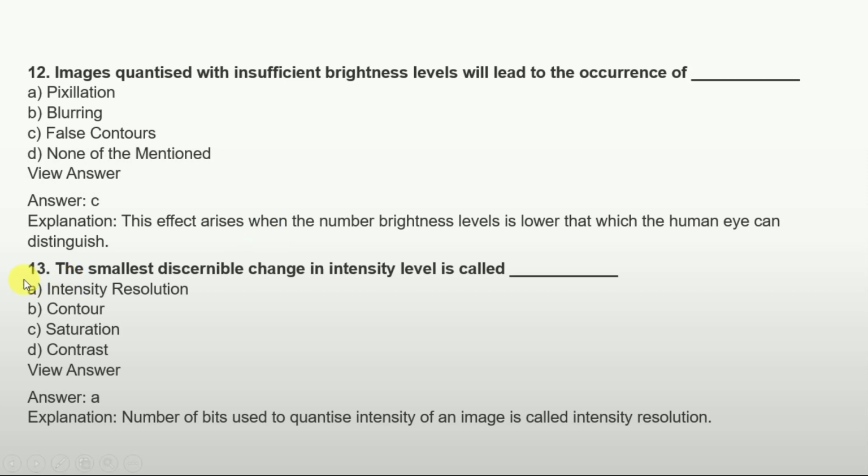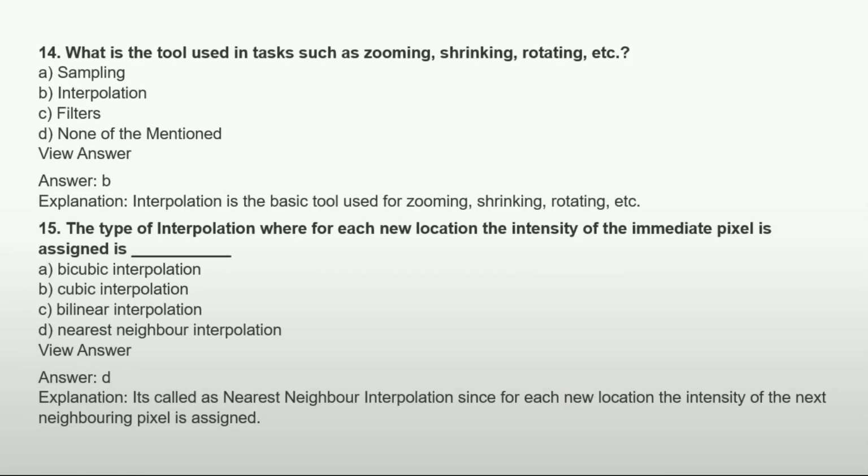And a new question: the smallest discernible change in intensity level is called intensity resolution. Option B is contour, option C is saturation, option D is contrast. So the answer is option A, that is intensity resolution. The number of bits used to quantize the intensity of an image is called intensity resolution. I hope you all are getting much more from this video.